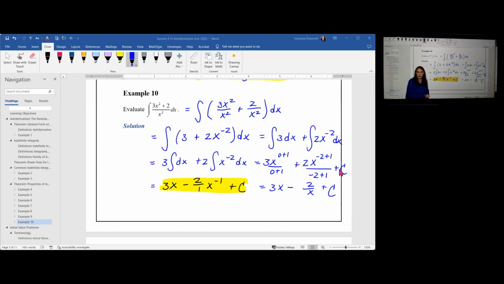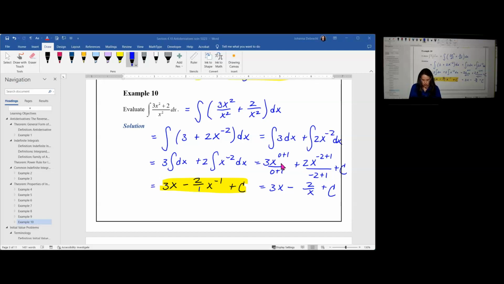Why can we not apply the power rule if the exponent is negative 1? If the exponent is negative 1, when you add 1, you get 0. And dividing by the new power will give you division by 0, which is not allowed. When this happens, remember that the integral of 1 over x, or x to the negative 1, is the natural log of the absolute value of x, plus the constant of integration.